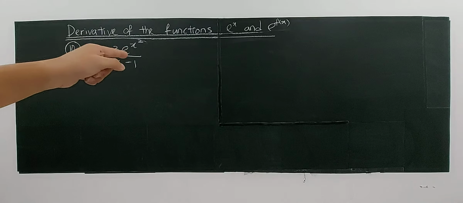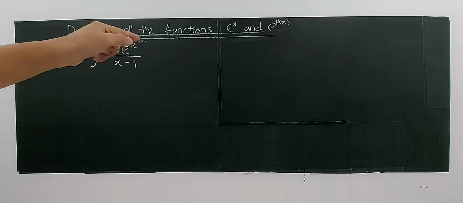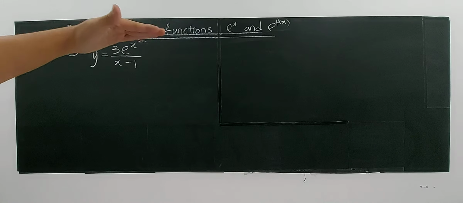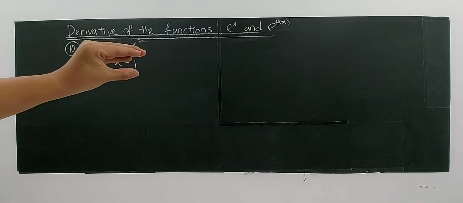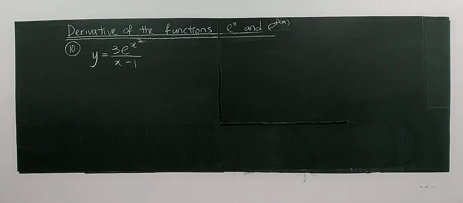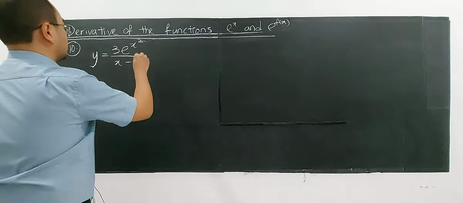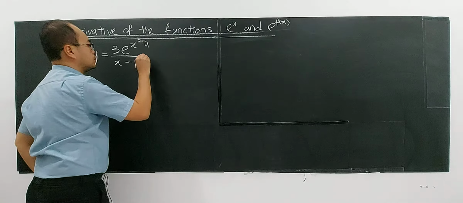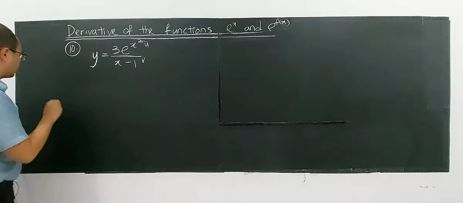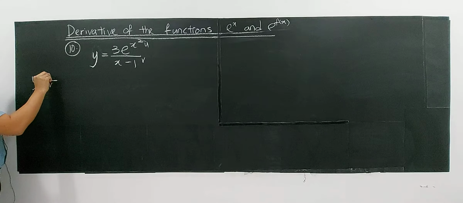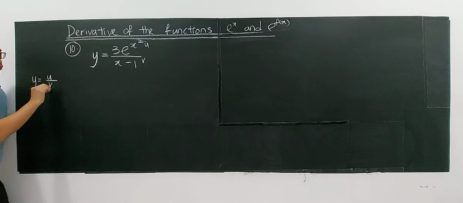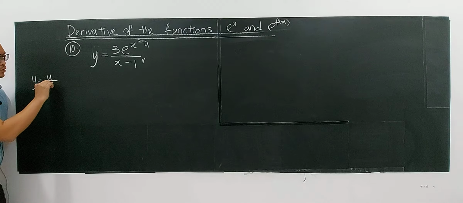In these cases here, clearly you see that there is a division, pembahagian. So a function up there and a function down here. So the most suitable rule here will be the quotient rule. This will be u over v, quotient rule. So what is the formula for the quotient rule? You have u divided by v, where u is a function in terms of x and v is a function in terms of x.